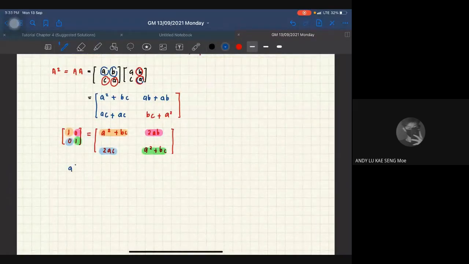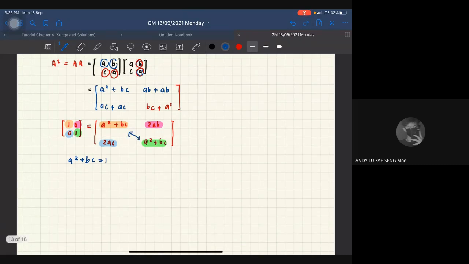So write everything back. You have A squared plus BC is equal to 1. Oh, these two are the same, so just write one. A squared plus BC is equal to 1, and then you have 2AC is equal to 0, and then you have 2AB is equal to 0. Okay, any ideas? Who wants to try to find A, B and C? Anyone?